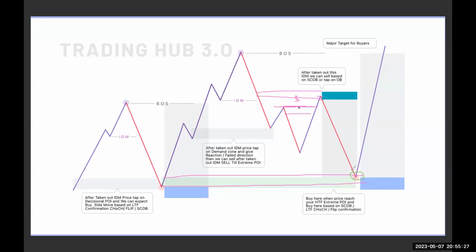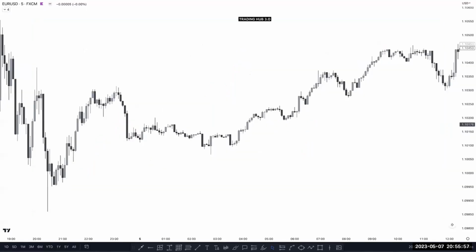When price taps here, you can also buy or sell based on the flip entry module and chalk entry module in a lower time frame. Also single candle order block. Single candle order block, you have to wait for it in a higher time frame first, and then you have to switch to a lower time frame. Okay. So this is a bullish scenario and how you can deal in different types of situations. Now I'm going to show you a bearish market.